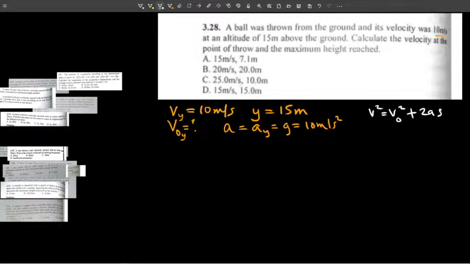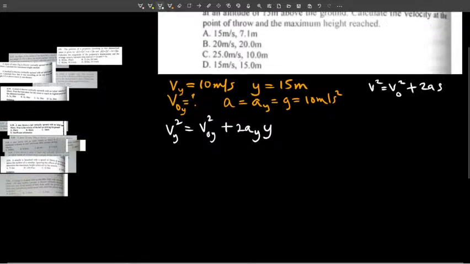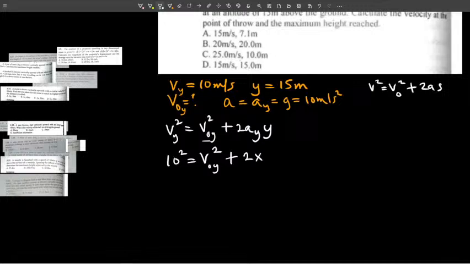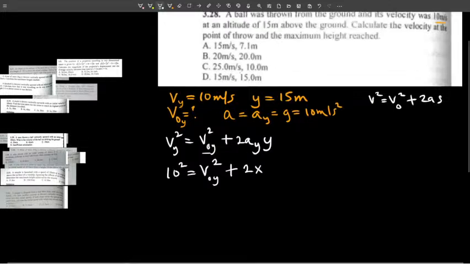So let us write this in terms of y components. That will be v_y squared equals v_0y squared plus 2a_y times the distance, which becomes y. All right, so let's go. I'm looking for this. My v_y is 10. So that will give me 10 squared equals v_0y, which I'm looking for, plus 2 times what is my a? Again, the body is thrown, not dropped.